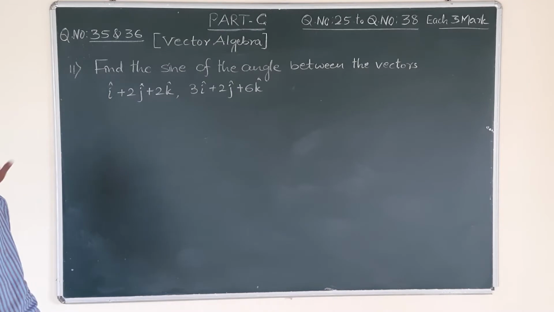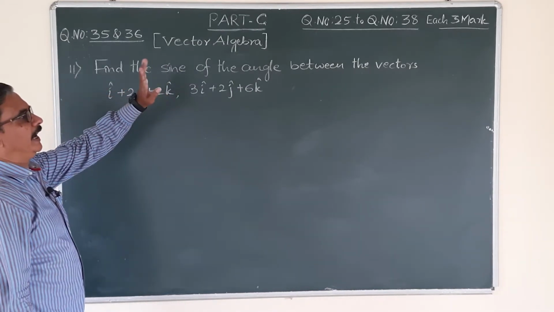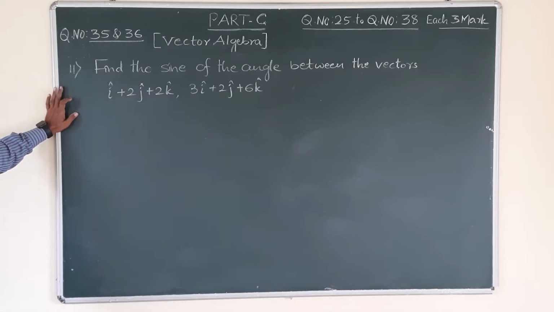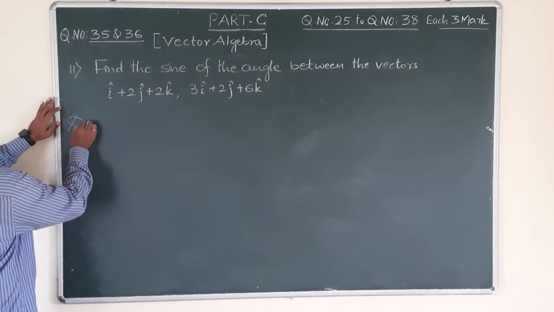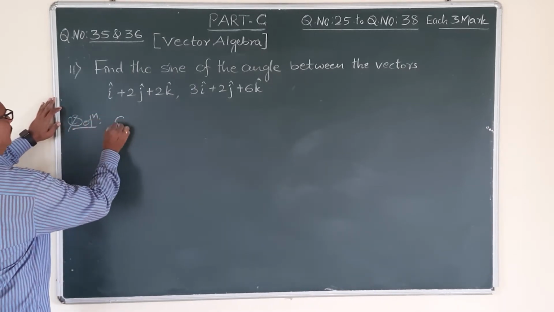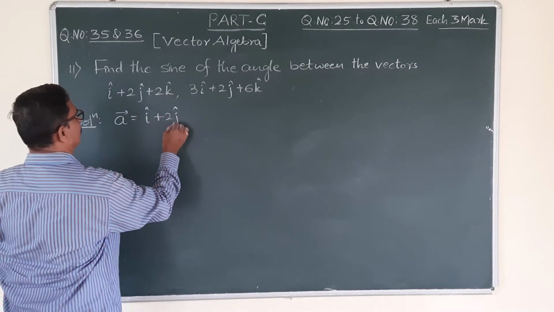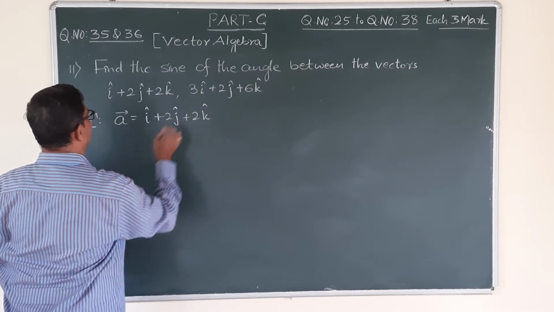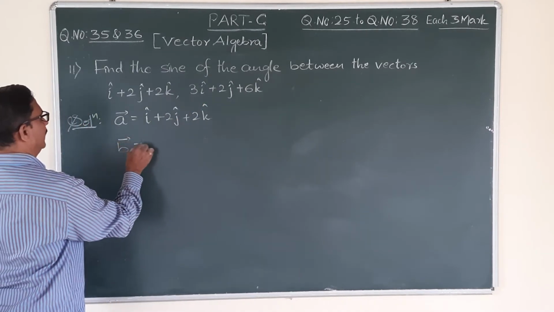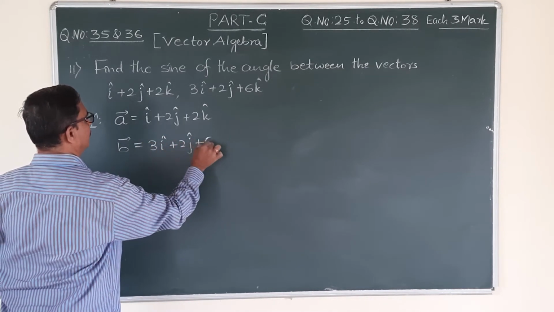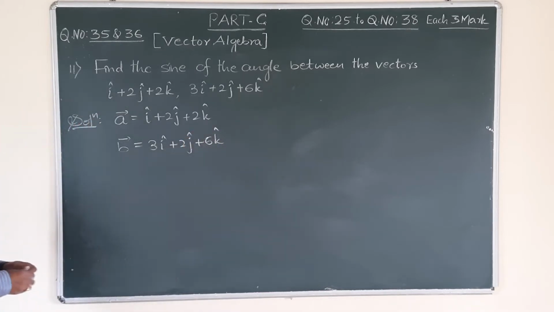Okay, next problem, find the sine of the angle between two vectors i plus 2j plus 2k and 3i plus 2j plus 6k. Look here, two vectors are given. Given data, let vector A is equal to 1i plus 2j plus 2k. Vector B is given, that is 3i plus 2j plus 6k. Now the question, find the sine of the angle between the vectors.